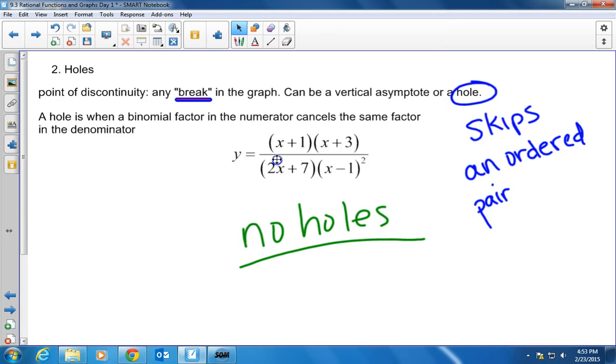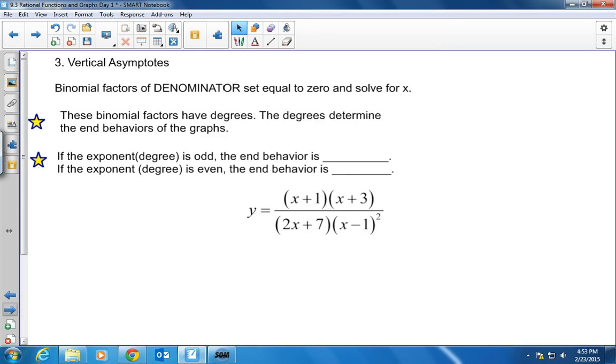But that's not true for vertical asymptotes. So when you go to look at the vertical asymptotes, the only thing that you are focused on is the denominator. So I don't care about anything that goes on in the numerator. I don't care about those binomials. The only thing I'm concerned about are the binomials or the factors in the denominator.